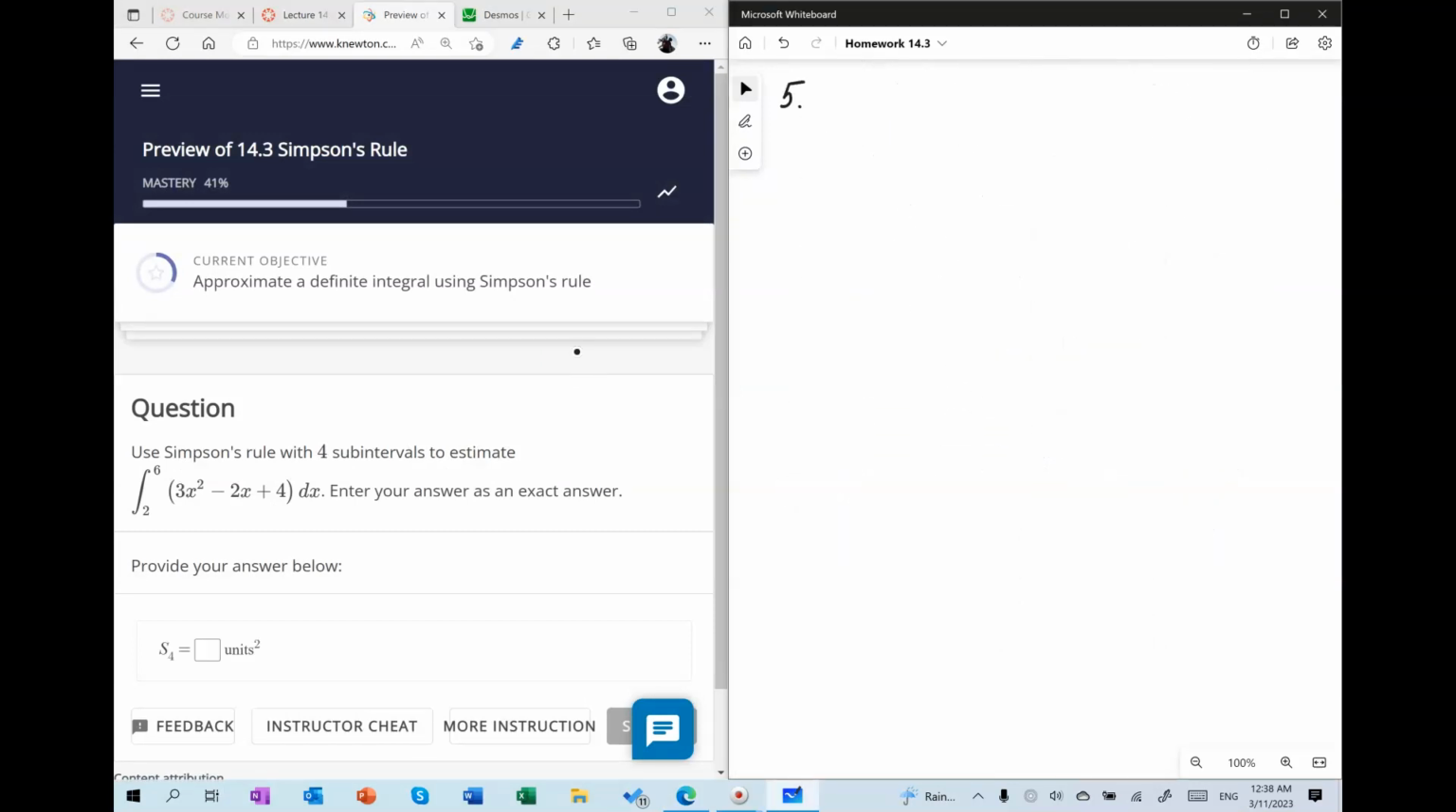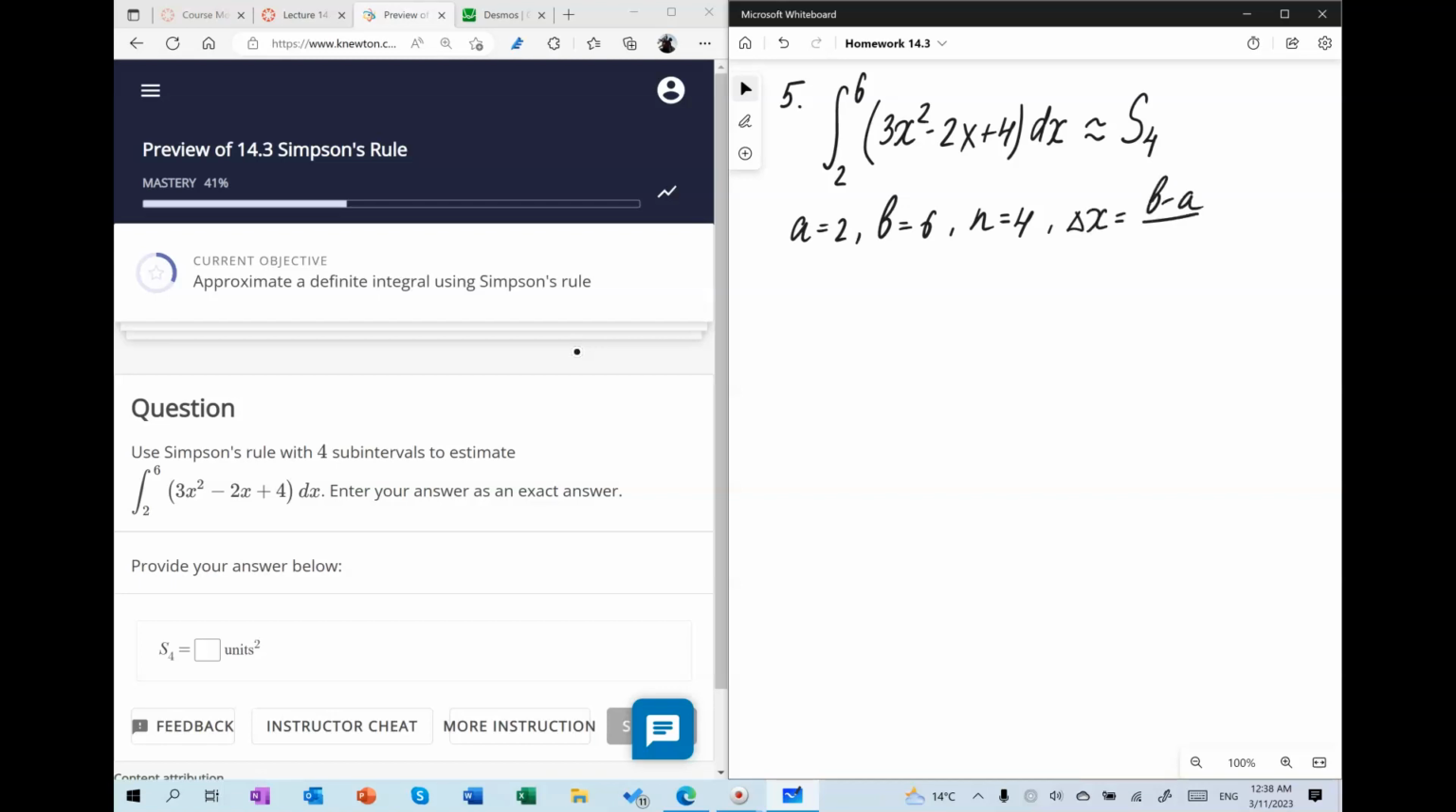Let's do another problem. Now we have to estimate an integral using Simpson's rule with 4 subintervals. A is 2, B is 6, N is 4, so delta x will be b minus a over n, so it's going to be 1. So our partition will be from 2 to 6 in increments of 1, so 3, 4, 5, 6.